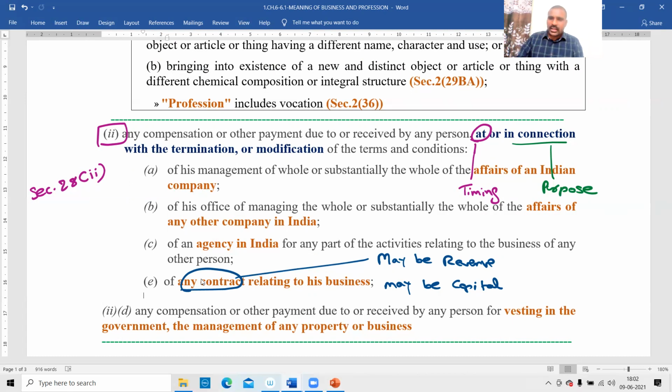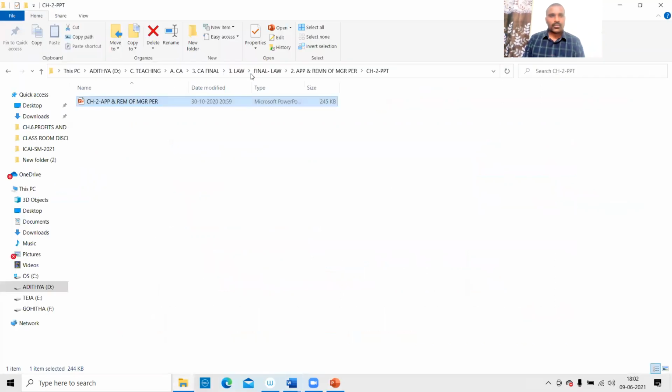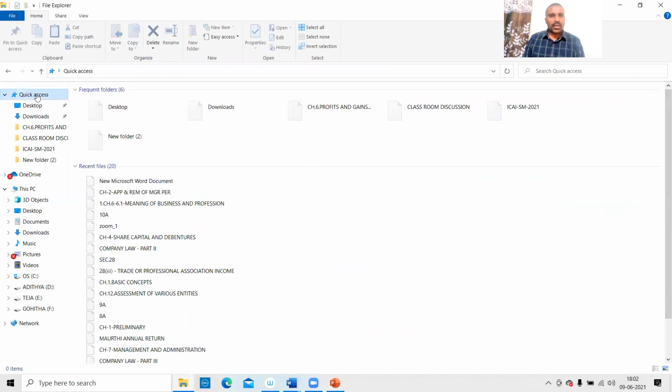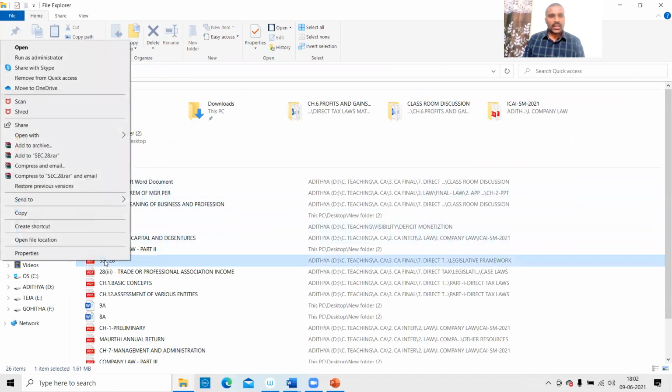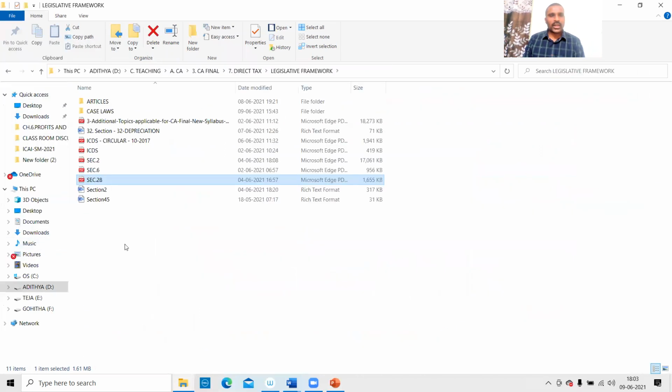Okay, whether the contract is related to revenue items or whether the contract is related to capital items, it is irrelevant. Any contract related to the business. Whether a contract is related to the P&L items or to the balance sheet items, it is irrelevant. It is taxable. Look at this provision. Whether a contract is related to revenue items or to capital items, both are taxable. Any contract.